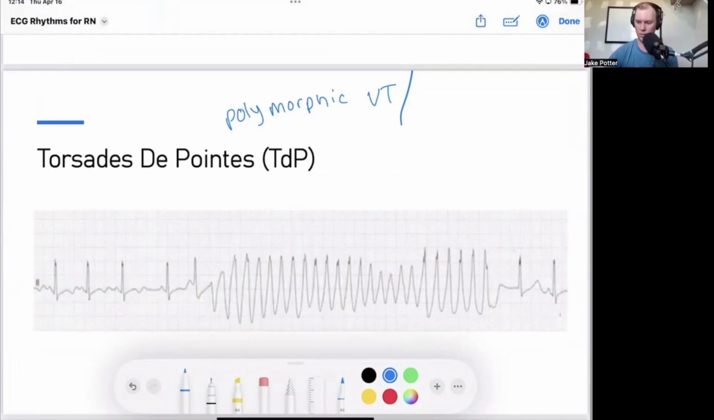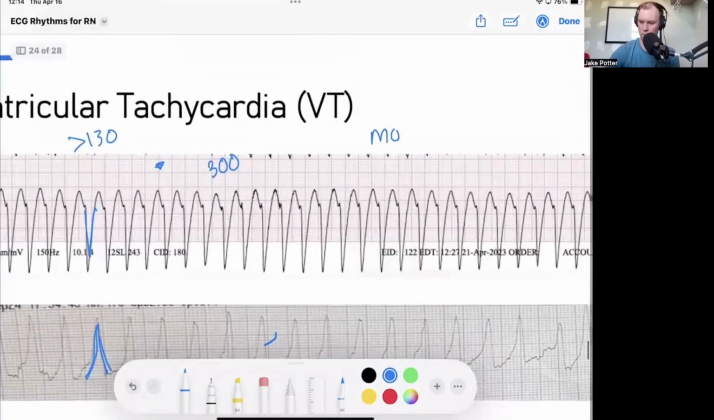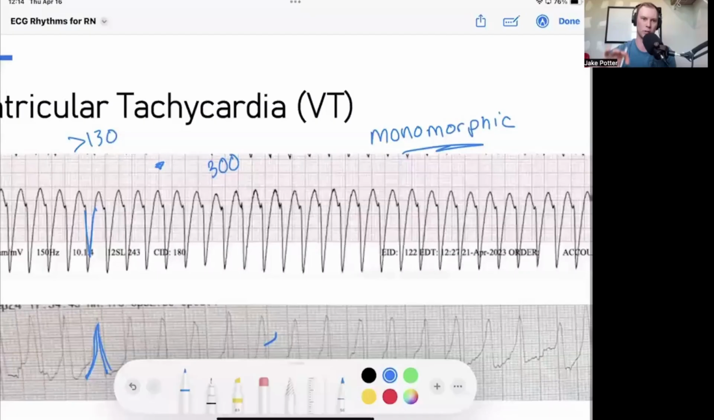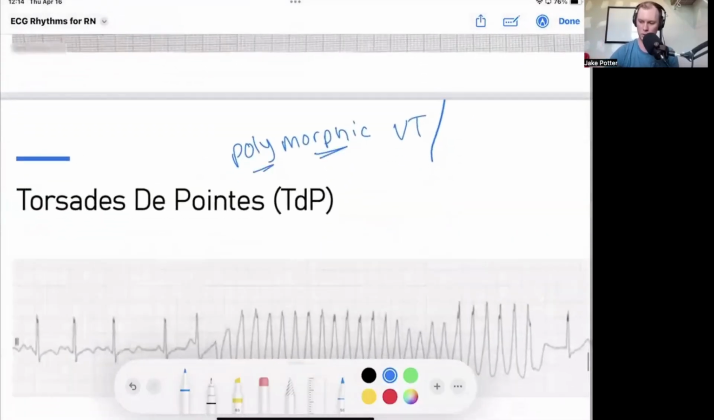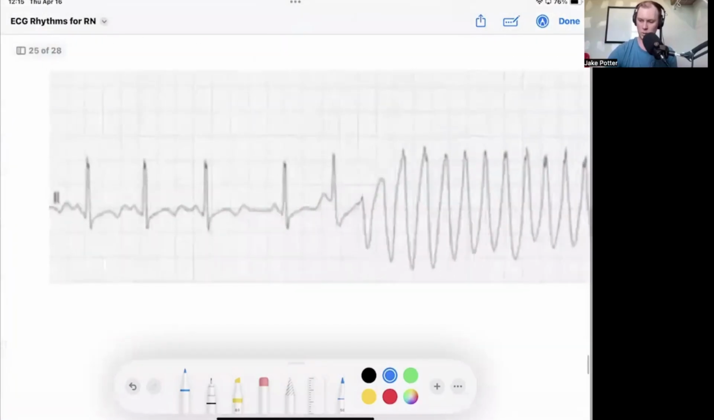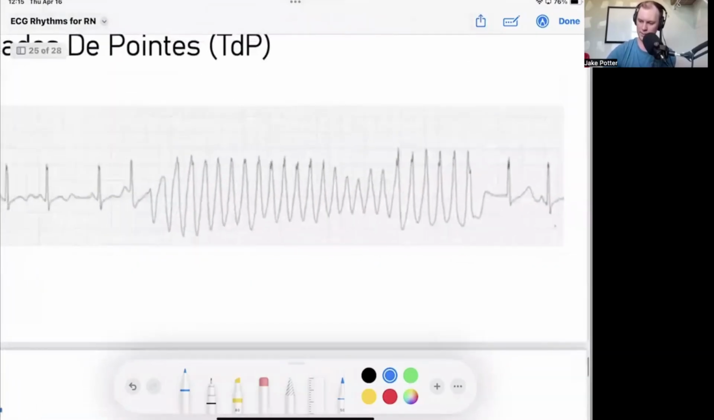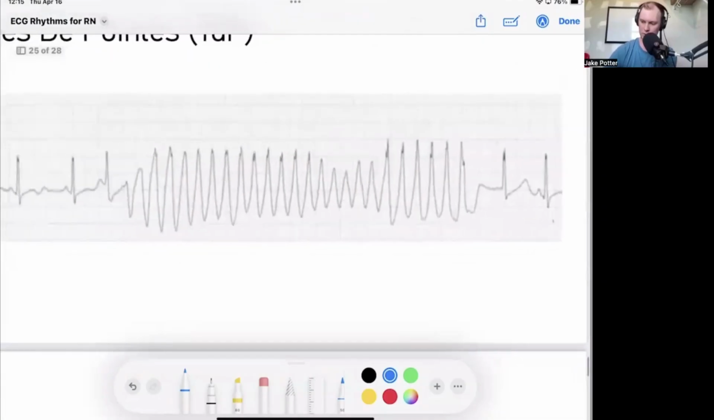What I mean by polymorphic, this is an example of monomorphic. Basically, all of these complexes look the exact same. So one morphology, one shape. The word breaks down like that: all the complexes have a similar shape. Polymorphic means multiple shapes, multiple forms. So you have this regular rhythm, and then you have this wide rhythm that has a different morphology. So you see it kind of changes. This is a little bit less drastic, but it changes up here.